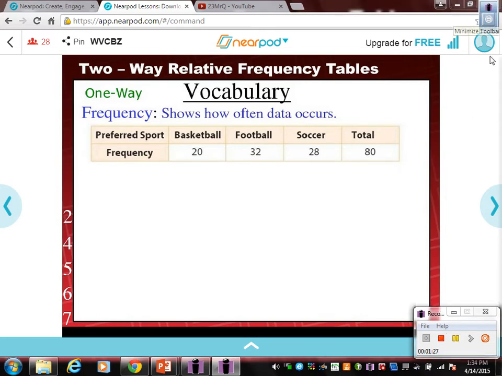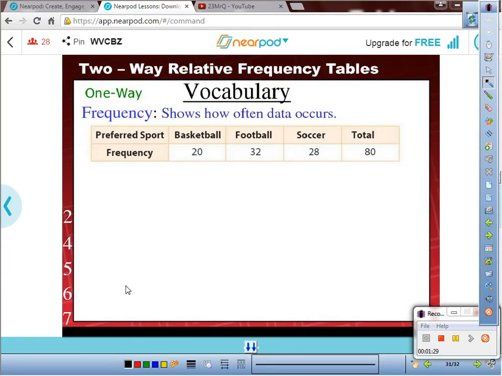All right, just to recap really quick. Frequency is basically a number as to how often a data occurred. So here, what was a preferred sport? How many times did people vote for that? 20 for basketball, 32 for football, and 28 for soccer. The grand total is always towards the end. But these are called frequencies. Are we there?